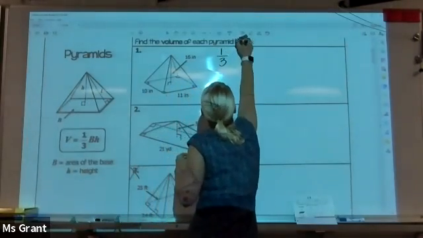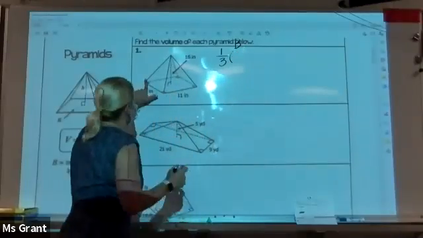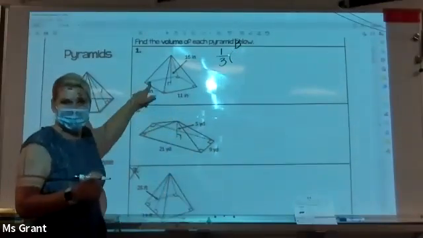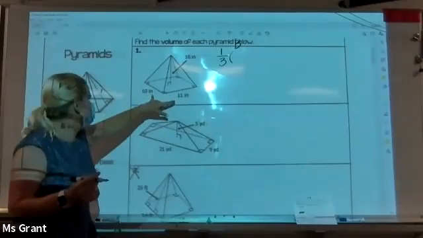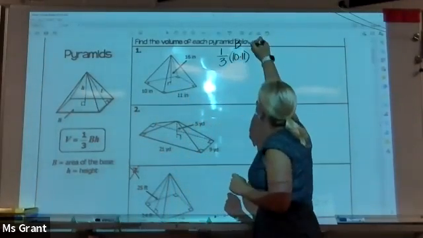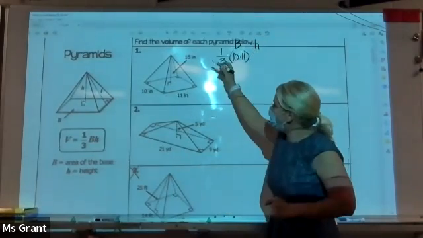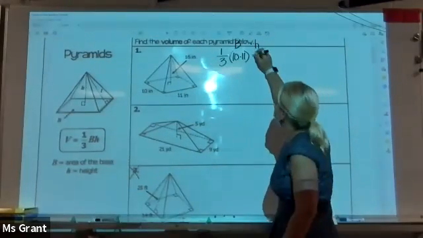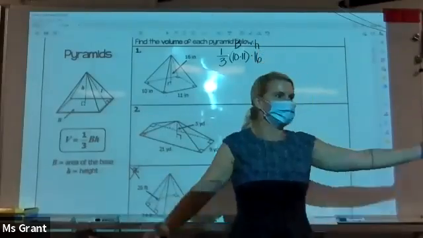Now big B, remember, is length times width of the bottom base. 10 times 11 times how high? And this is easy, it tells us everything. 16.